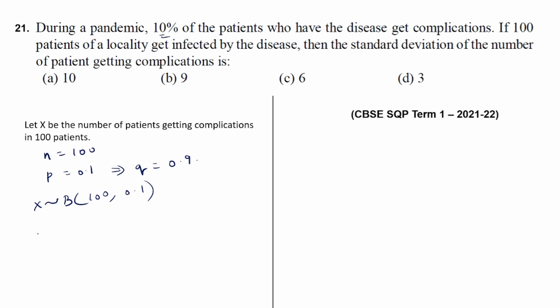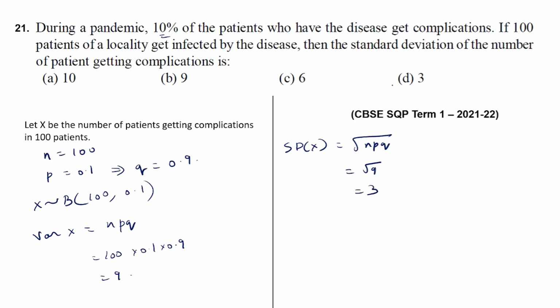As a result, the variance of X is nothing but NPQ. So it is 100 into 0.1 into 0.9. So this is equal to 9. The standard deviation of X is nothing but root of NPQ, or root 9, which is 3. So the correct option is option D, which is 3.